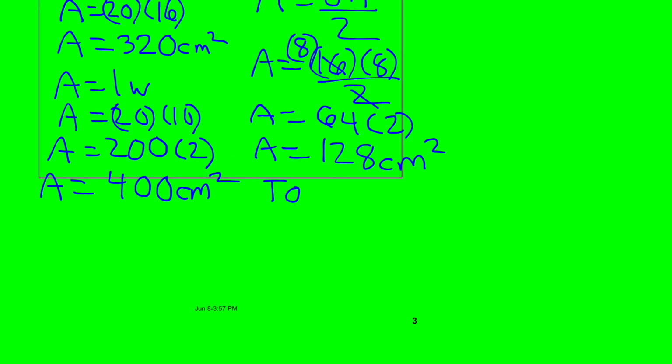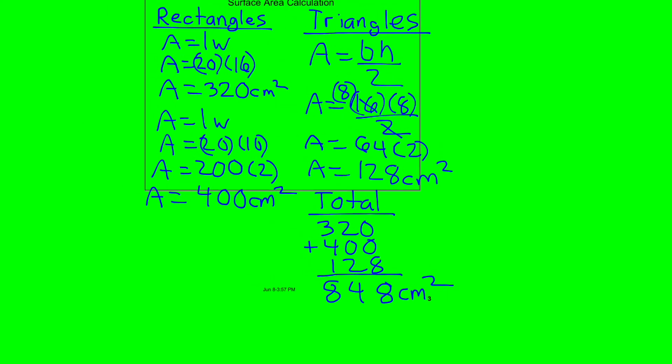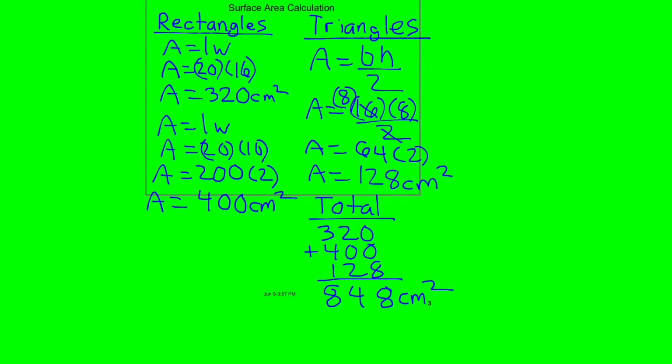So I'm going to label this total. And I'm going to do 320 plus 400 plus 128. Add up those measurements, and I get 848 centimeters squared. That's our total area for that triangular prism.